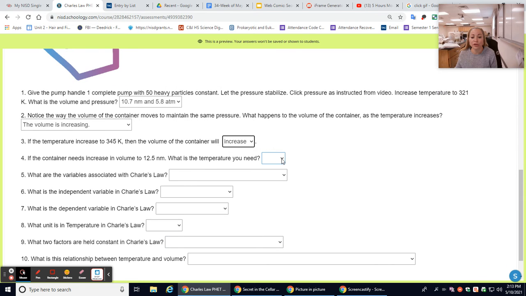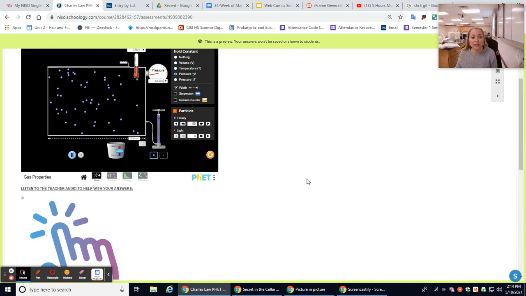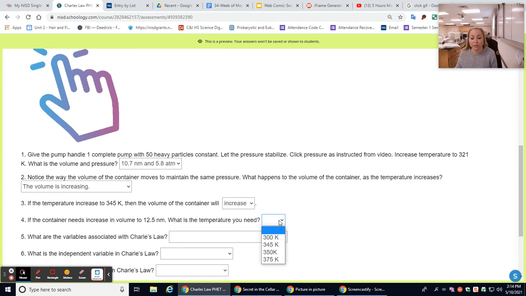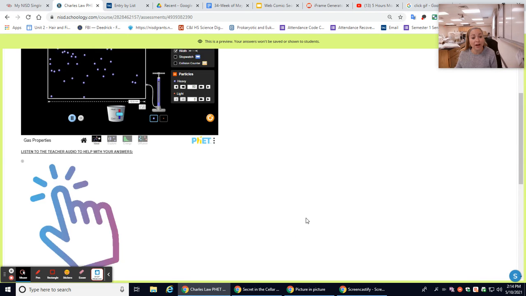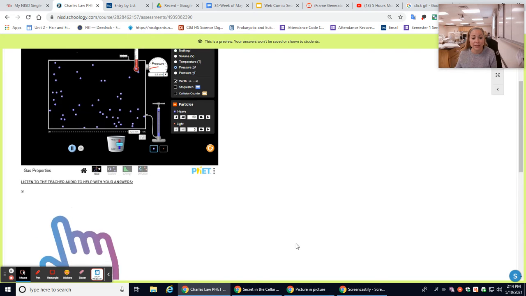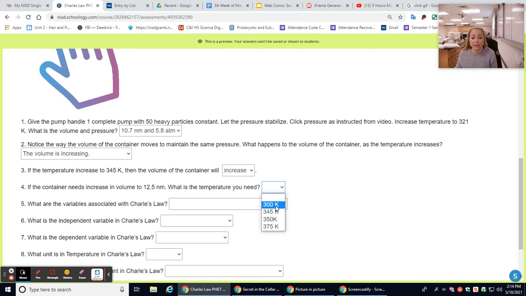Okay, so what is the temperature you need? It says 378 kelvins. It's not an option, but probably because we need to lower it, but we know that it should be around there, like 375, 376. So it should be 375.